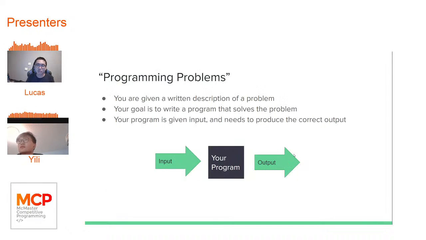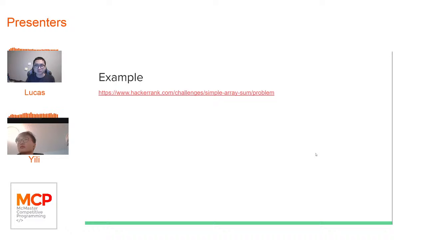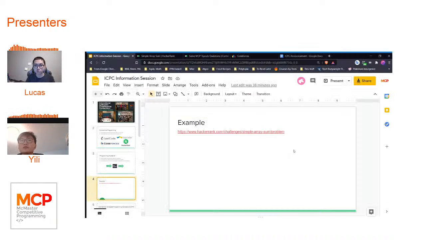So what is a programming problem? A programming problem is when you are given a written description of a problem, and your goal is to write a program that solves that problem. Your program is given some input, and from that input you will need to produce the correct output. Here we have an example of a programming problem, and Yili is going to walk us through how to solve it. So Yili, take it away.